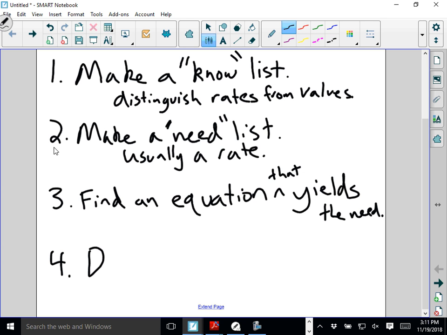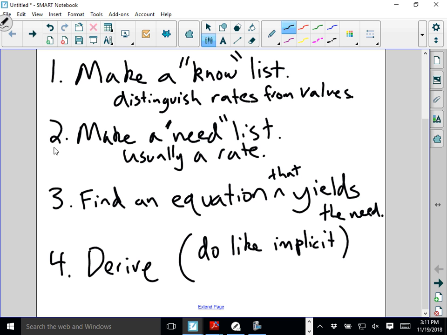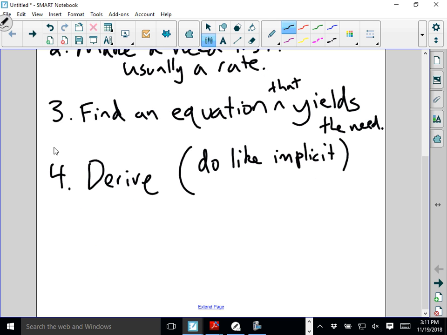And when we derive, we do this like an implicit differentiation. Like every variable is the y. Remember how we always tacked on dy/dx whenever we did a derivative of y? We're going to do that now, but for every variable. Tack on d-whatever-it-is/dt. Okay? Then lastly, we want to solve for the unknown. Solve for the need.